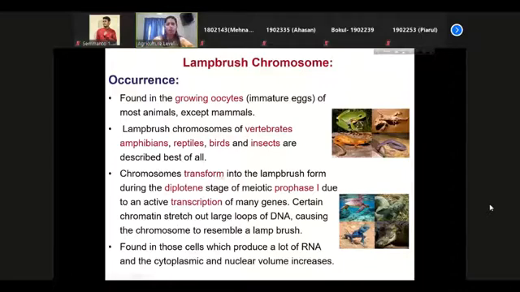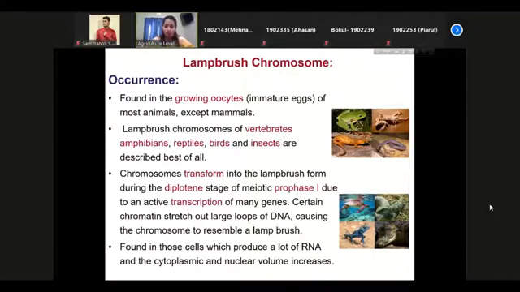Chromosomes transform into the lampbrush form during the diplotene stage of meiotic prophase 1 due to active transcription of many genes. Certain chromosomes stretch out large loops of DNA, which causes the chromosome to resemble a lampbrush shape. So now we will see how this chromosome converts to the lampbrush shape.